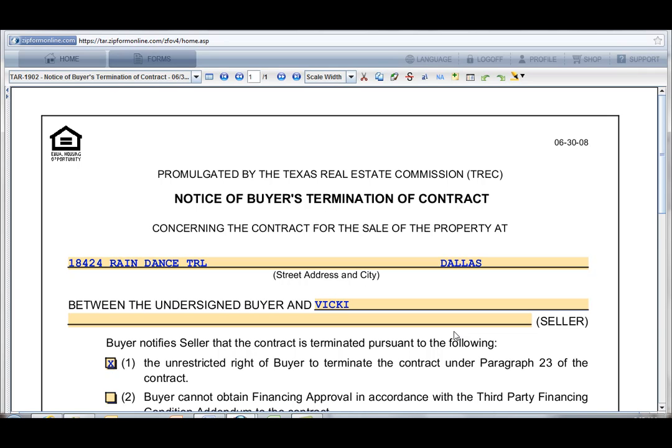At some time in your career, you most likely are not going to be able to move forward with the contract. And so it's very important that you know how to fill this out and how to get it to the correct people. Notice a buyer's termination of contract. You see how I put in the address here? And this is between the undersigned buyer and the seller.